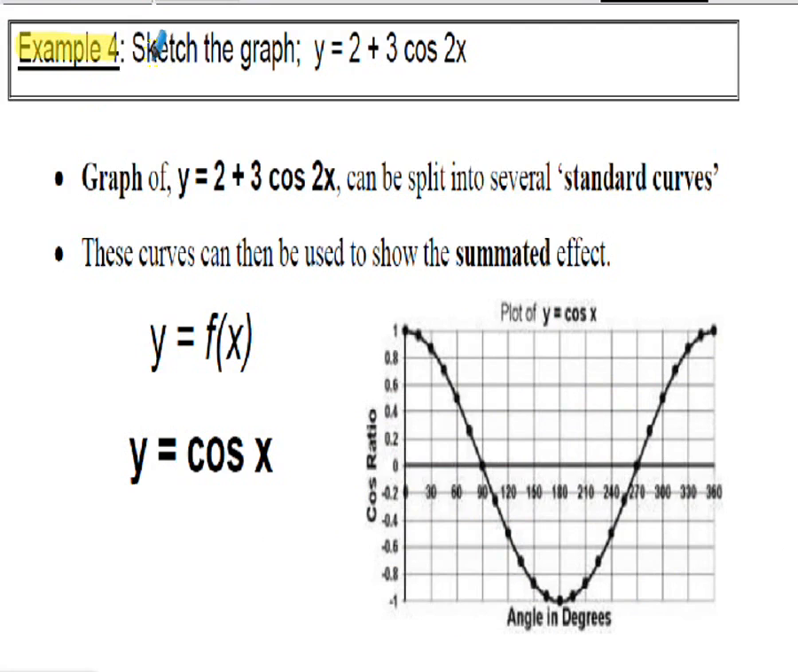Example 4, we're asked to sketch the graph y is equal to 2 plus 3 cos 2x. So again, the graph of y is equal to 2 plus 3 multiplied by the cos of 2x can be split into several standard curves or transformations. So we're starting off with y is equal to the function of x, in this case y is equal to cos x. This is a plot of y is equal to cos x between 0 and 360 degrees.